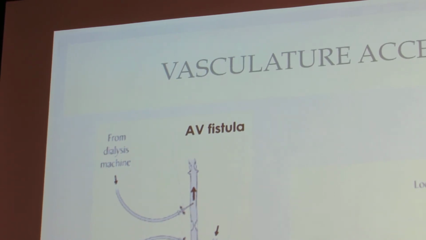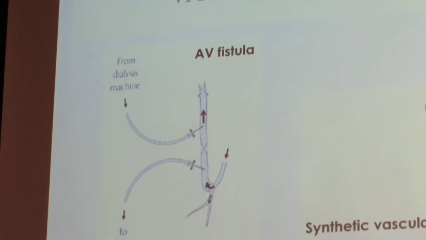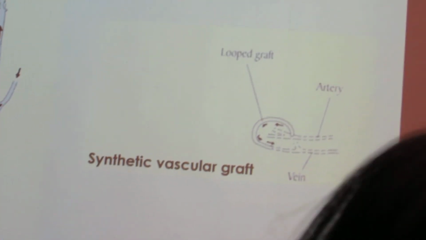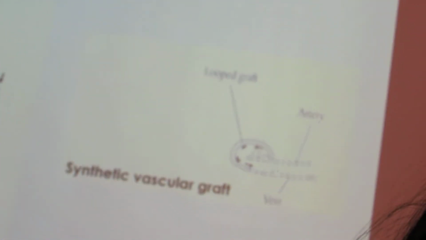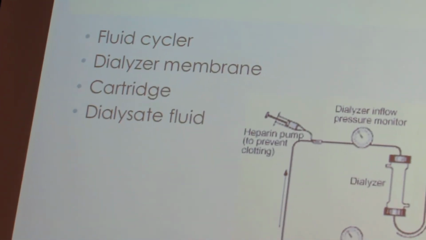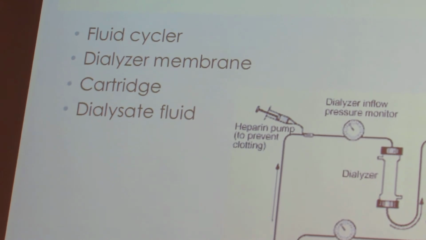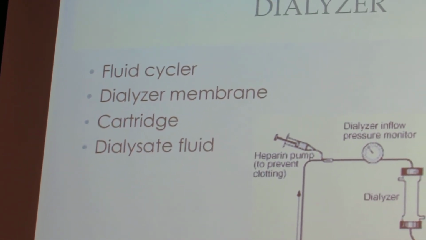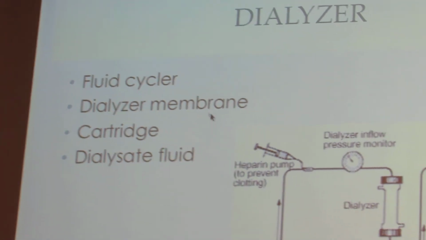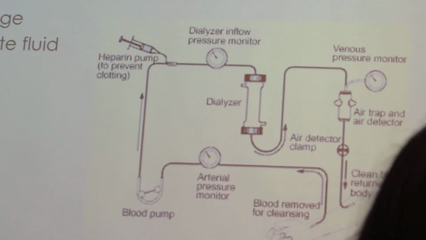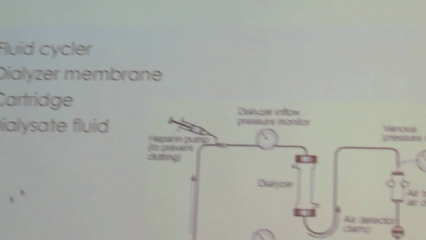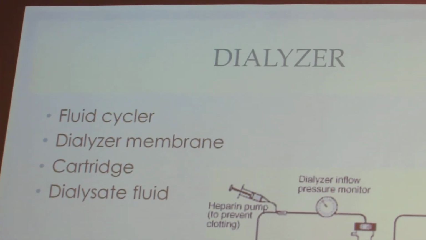Yeah, so these are just pictures from your slides that show the 2 different ways to get vasculature access for hemodialysis. A dialyzer is the actual machinery that filters the blood back into the body, and those components include a fluid cycler, the dialyzer membrane, cartridge, and dialysate fluid. And this picture is also from your slides.